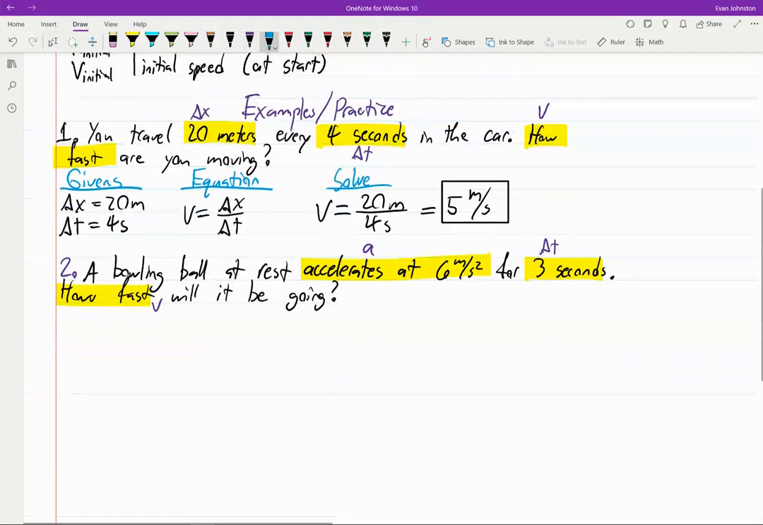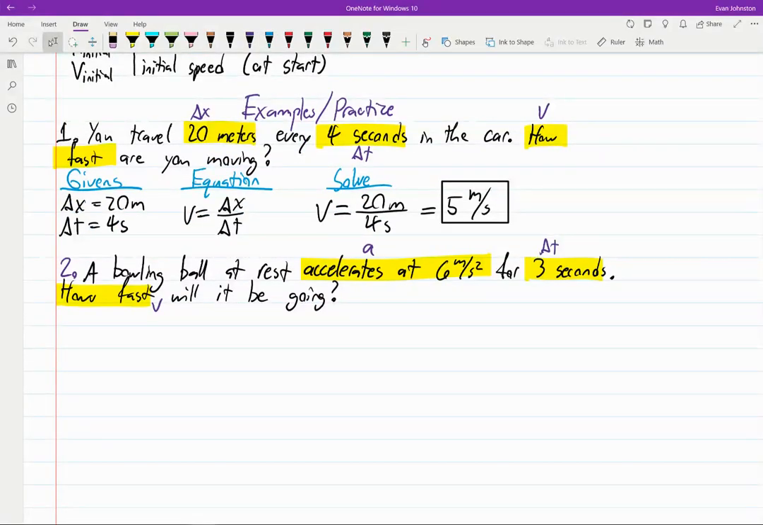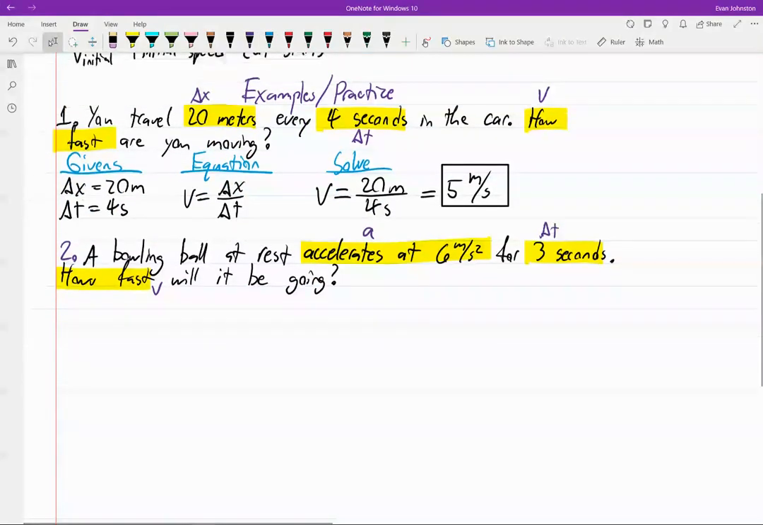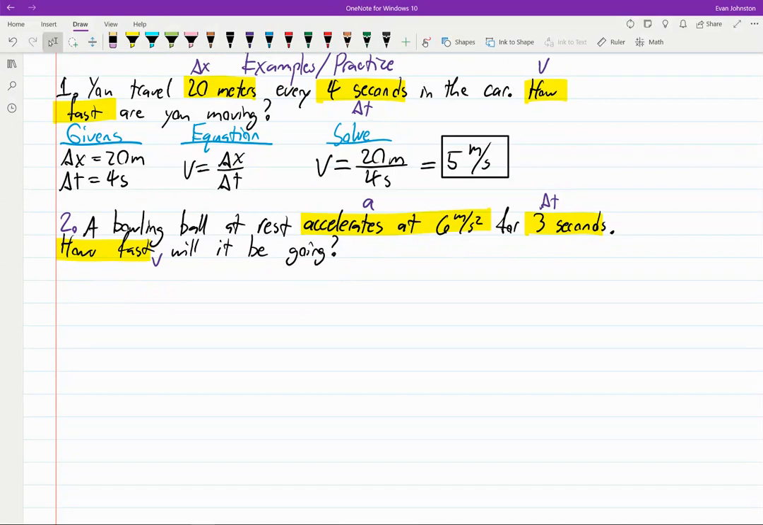So let's go through. Let's do our G, our givens. Then we'll do the equate. We'll figure out what the correct equation is. We'll solve. It'll be quick. It'll be easy. We'll be on to our third one, and then we'll be all done with this page. So givens. We're given that A is 6 meters per second squared. We're also given that delta t is 3 seconds.